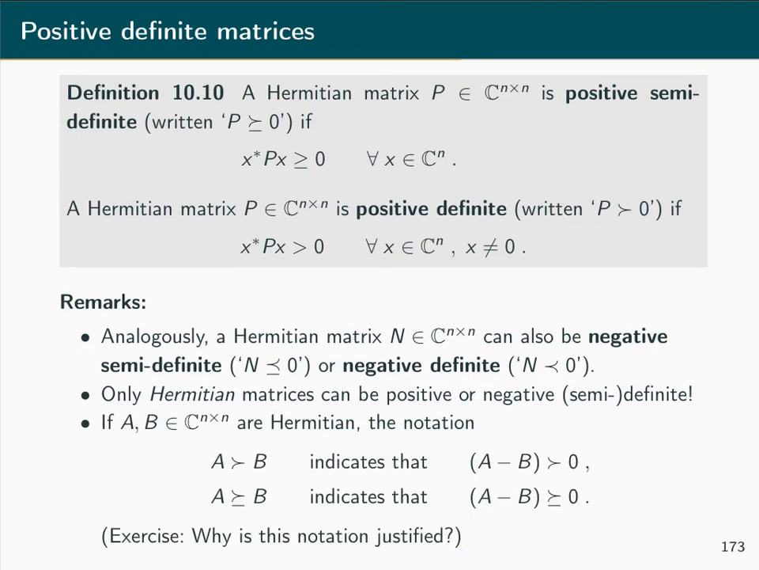Note that we can extend this notation of the calligraphic greater than or equal to 0, greater than 0, less than or equal to 0, and less than 0 in a way where we compare two Hermitian matrices, whether one is greater than the other or one is greater than or equal to the other. At this point, it's certainly recommended that you take a moment and think about why this notation is actually justified.